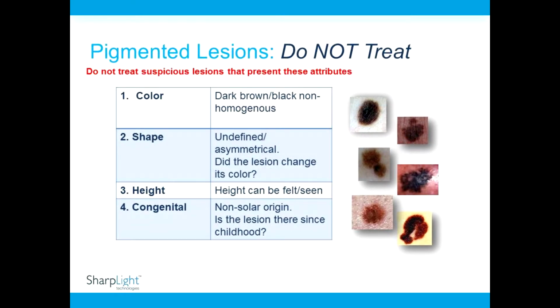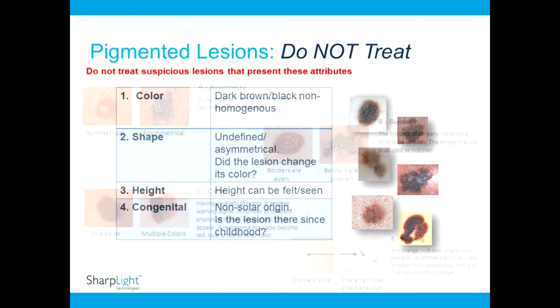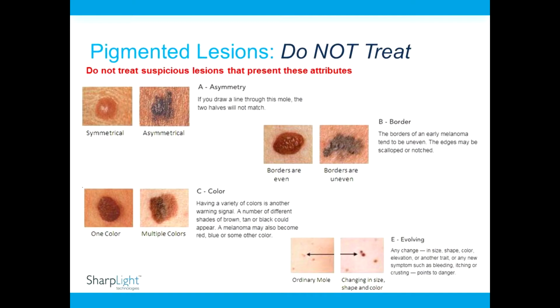Do not treat suspicious lesions that present these attributes: dark brown or black, and non-homogeneous, undefined or asymmetrical. Did the lesion change its color? Height can be felt or seen. It is non-solar in origin. It has been there since childhood. Do not treat suspicious lesions that present these attributes.